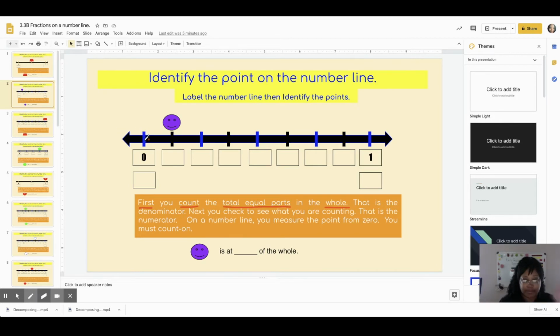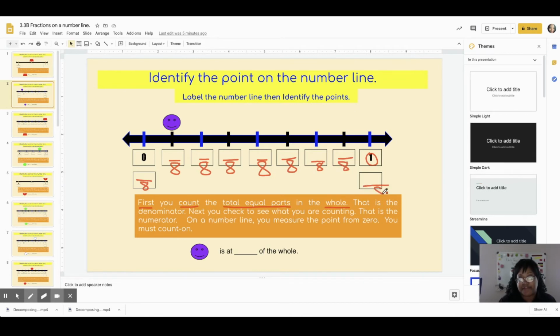Do not say 1. No. It's 1 equal part, 2 equal parts, 3 equal parts, 4 equal parts, 5 equal parts, 6 equal parts, 7 equal parts, 8 equal parts in the whole. So I have 8 equal parts. So automatically my denominator is going to be 8s. And I'm going to fill it out to give me plenty of space to write my numerator.